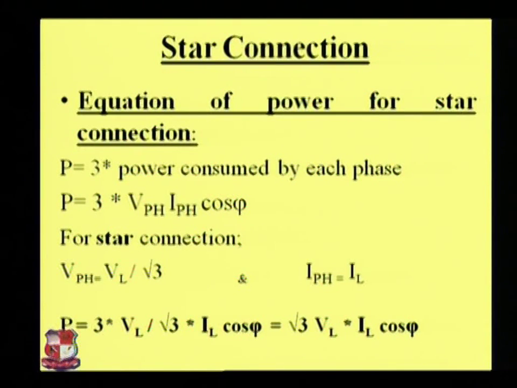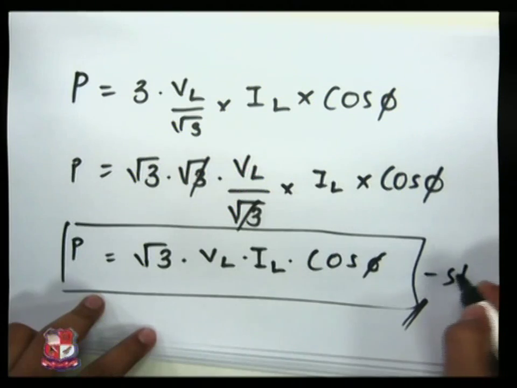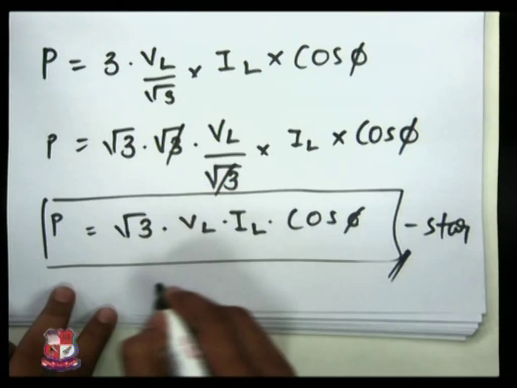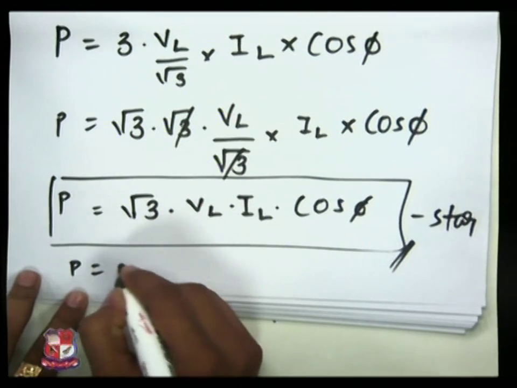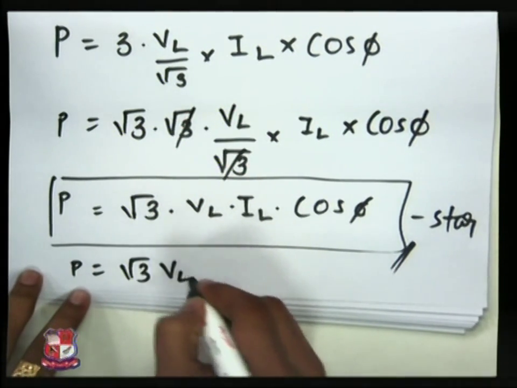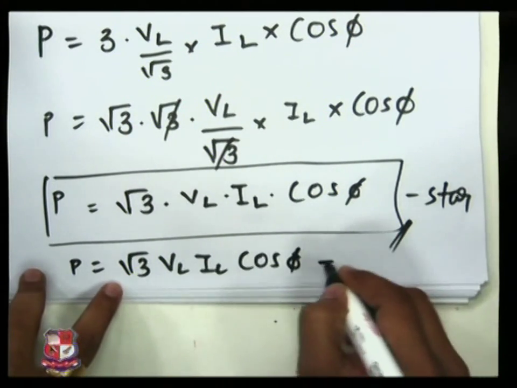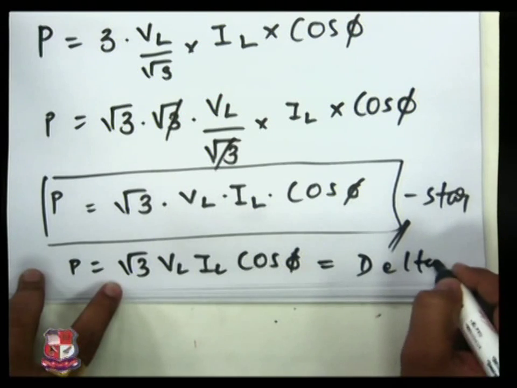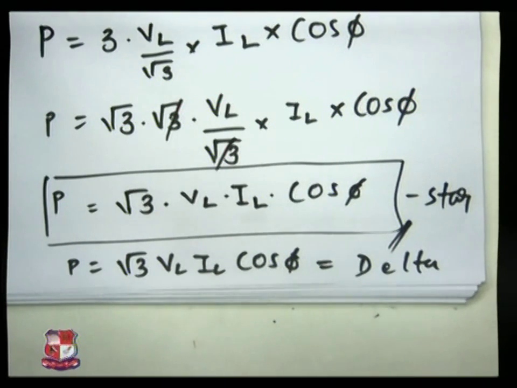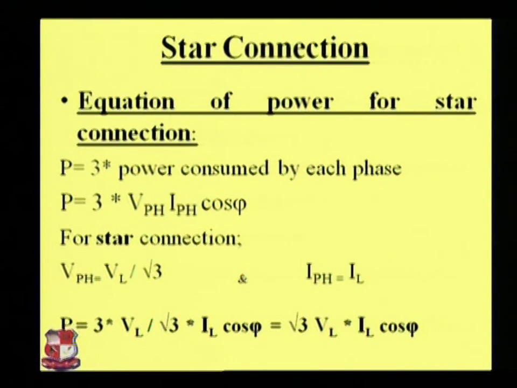This is for the star connection, and it is the same power equation, √3 VL IL cos phi, for the delta connection also. So the power consumed in a star connection or in a delta connection, both are equal.